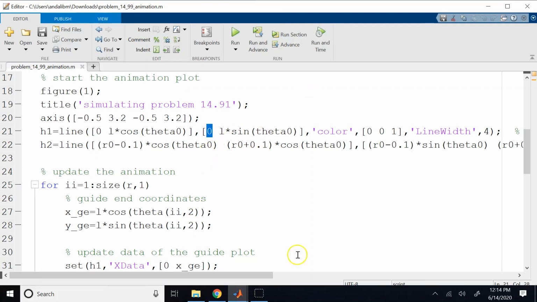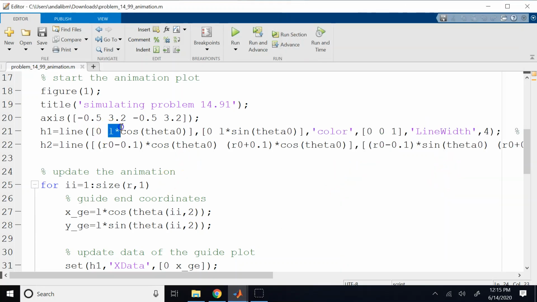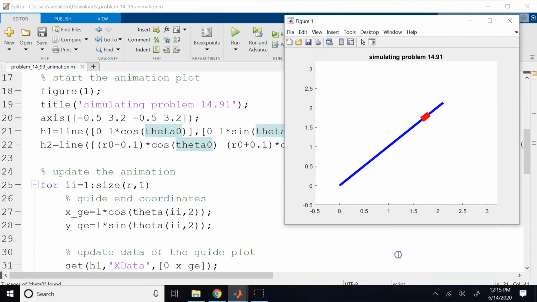Now, where is the endpoint of the bar? Well, the length is L and the angle in general is theta, so X is L cosine theta and Y is L sine theta, and that's what you see here. X of endpoint is L cosine, Y of endpoint is L sine of theta for that time point. Right? So very obvious.